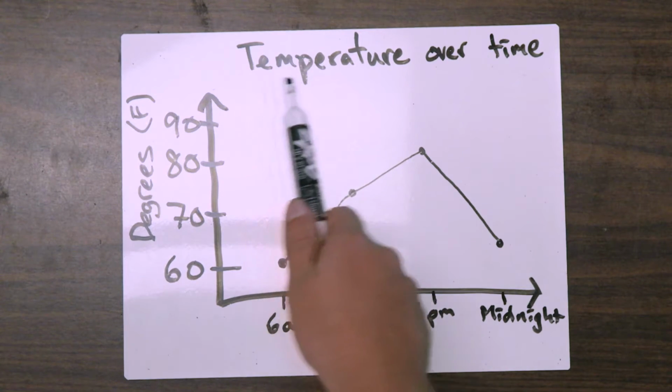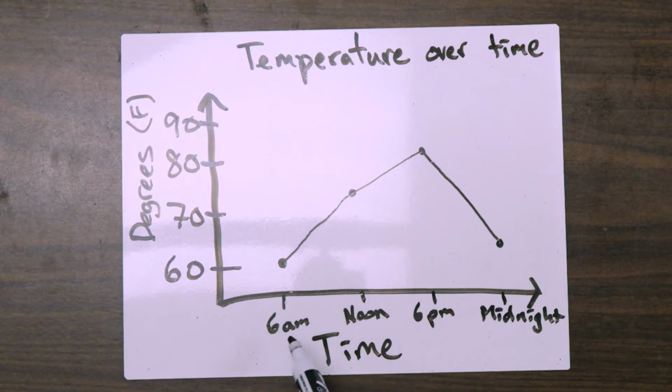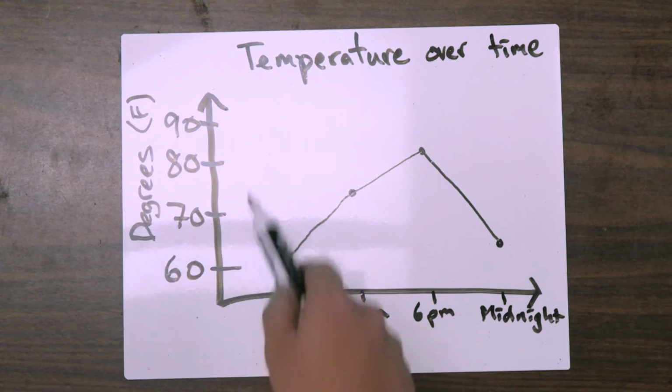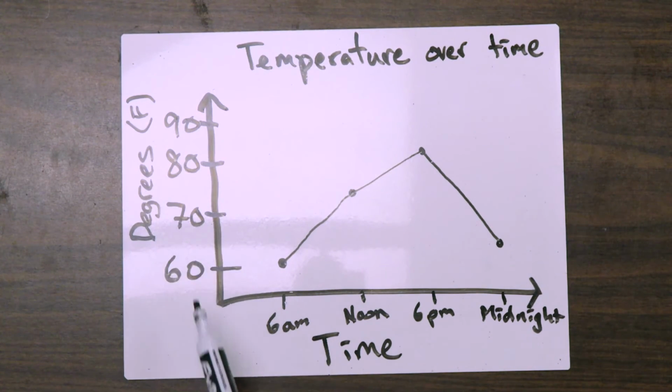We're talking about the temperature over time, or the temperature over a single day, starting at 6 a.m. and going to midnight. And we can see that I have this axis labeled as degrees in Fahrenheit, and I have my scale here. It goes up by 10 degrees each time. And then my axis down here is showing the time as it goes. So 6 a.m., noon, 6 p.m., midnight.